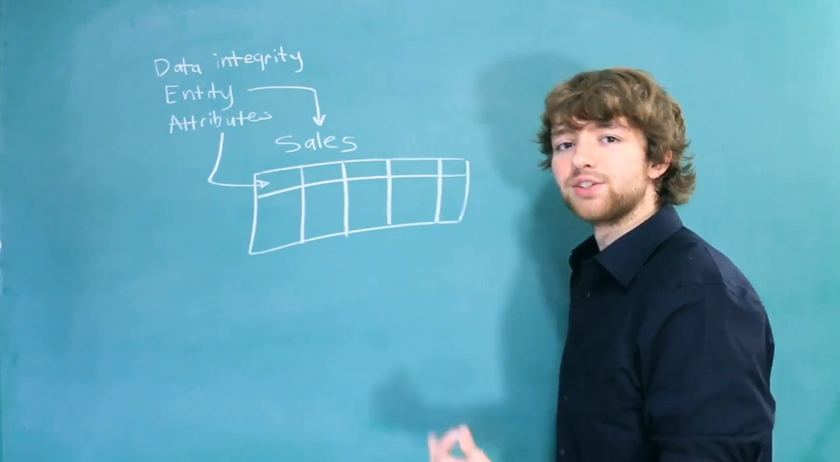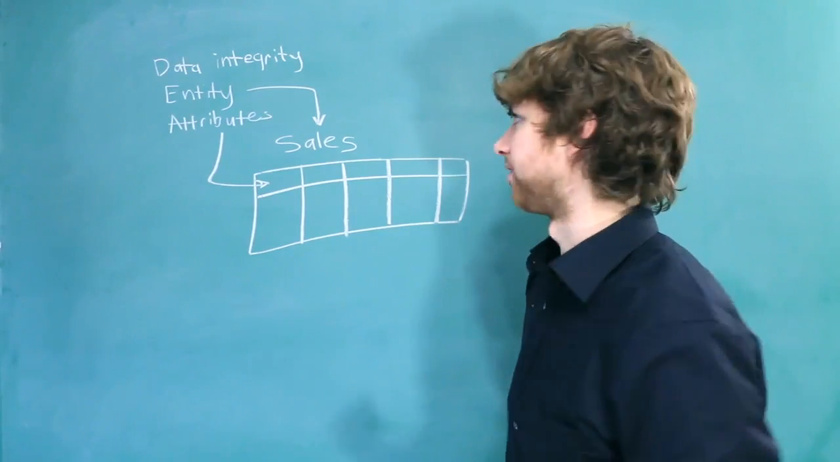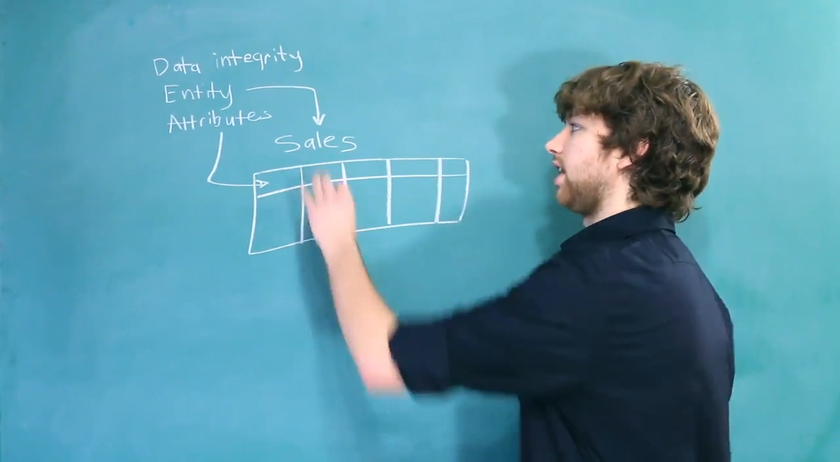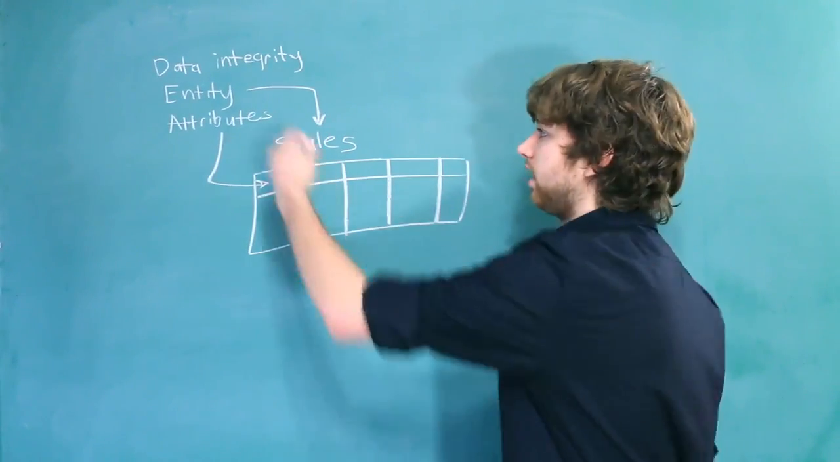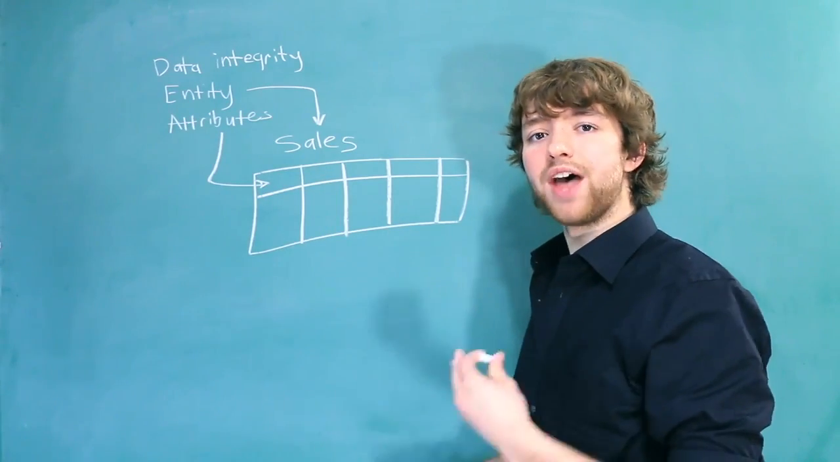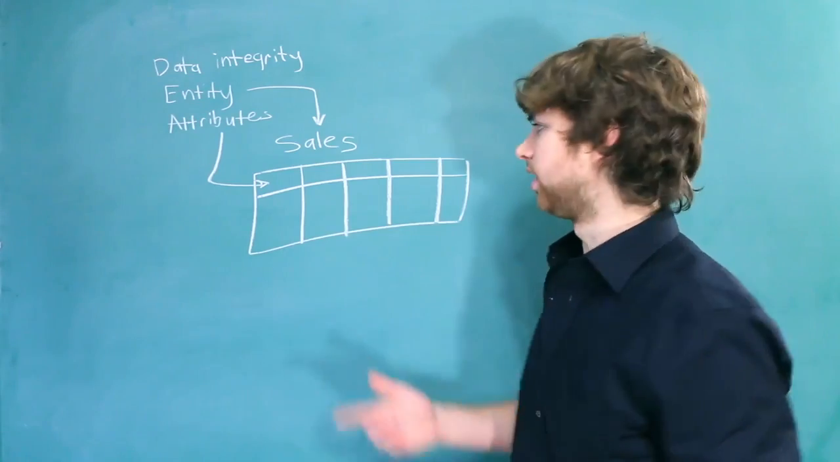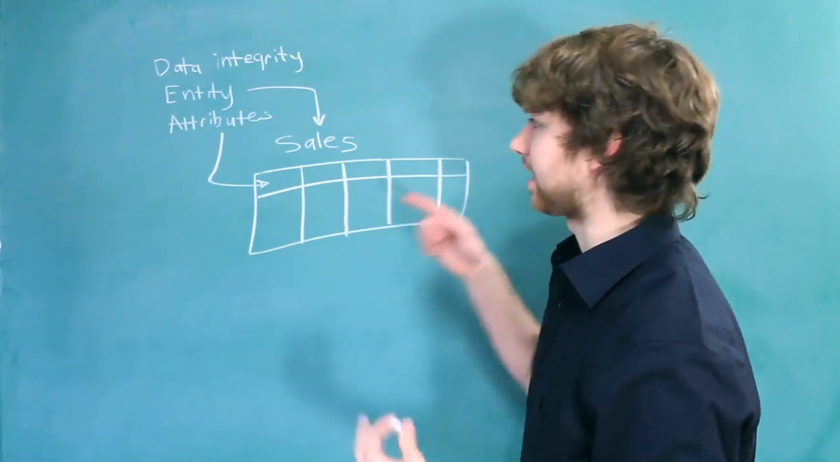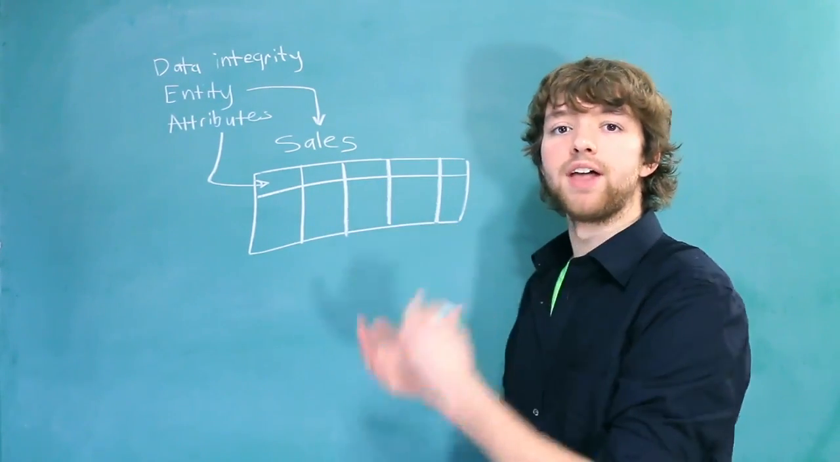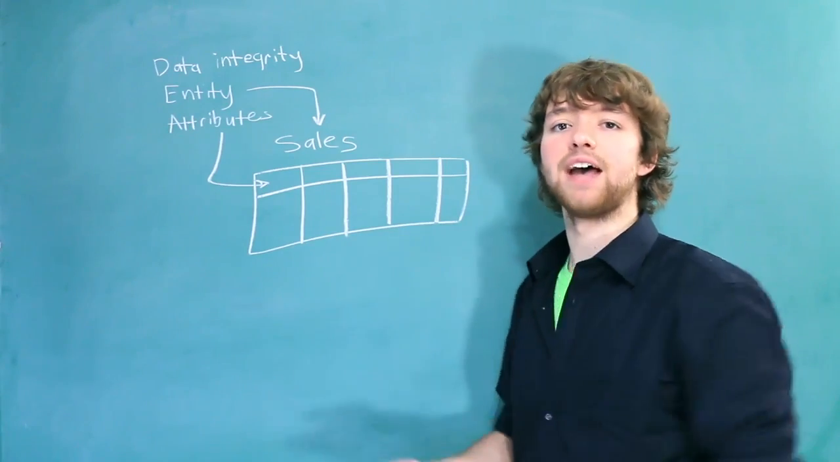This is a pretty good start when it comes to database design. That's because we already have the entity as the table name and the attributes as the columns. That way we always know what the data is describing. Each row has data for each column, and that data describes that sale.